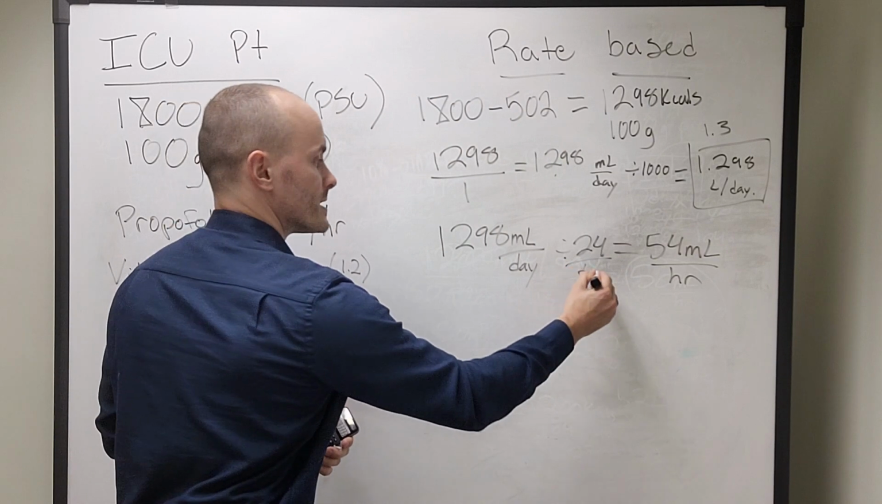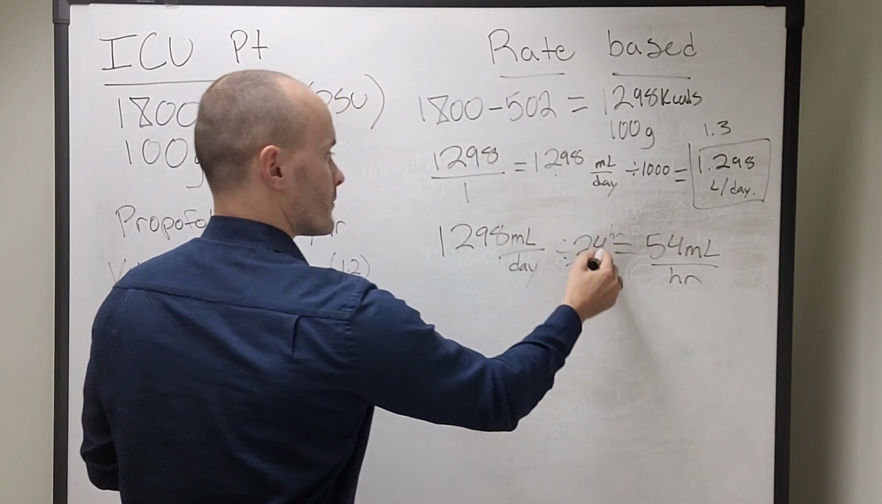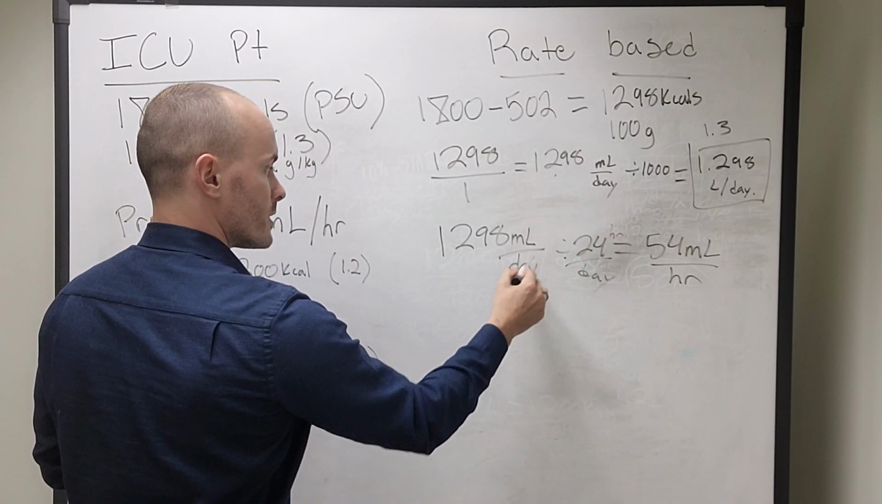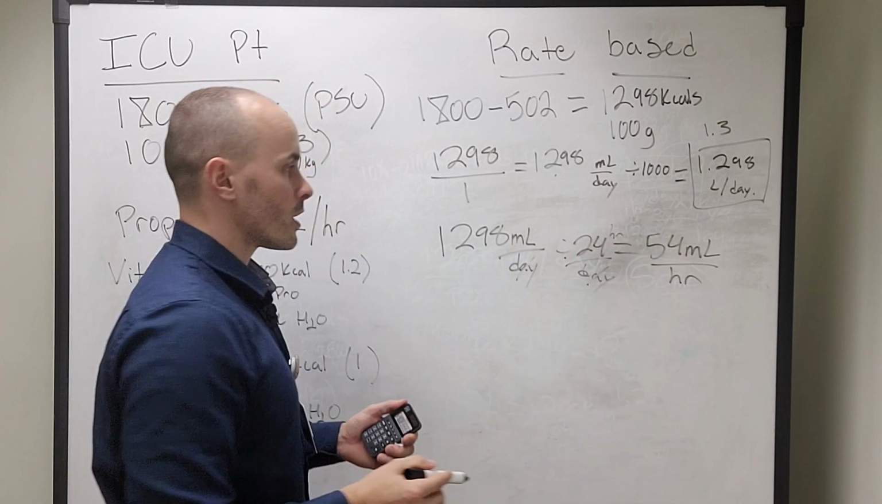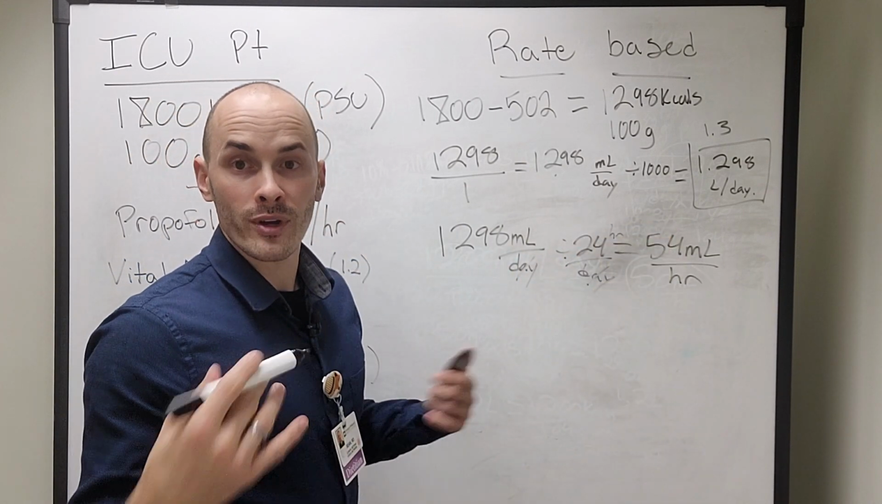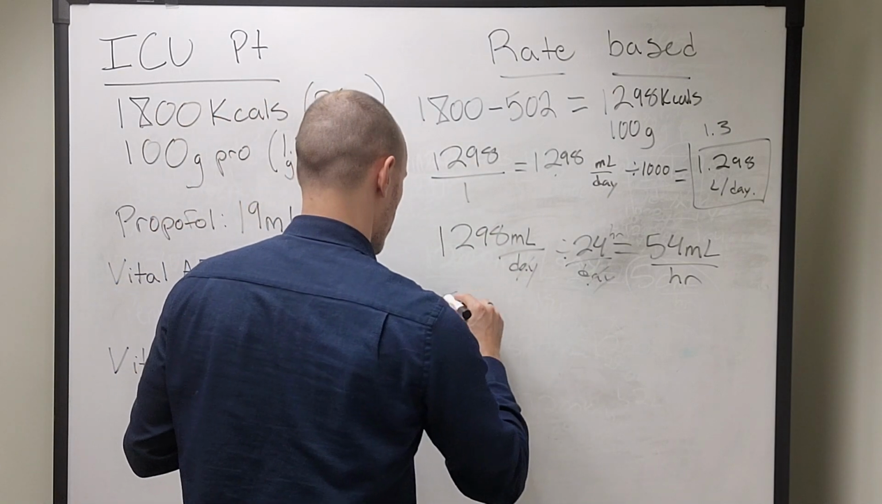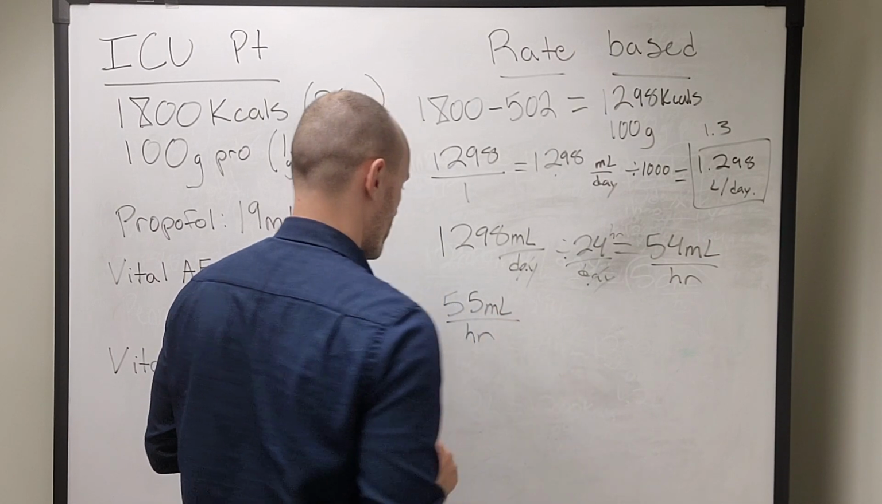24 hours in a day. So there's 24 hours per day. They need this many mils per day. The days cross off and you're left with mils per hour. So 54 milliliters per hour. Now we round up. We're never going to do 54 mils per hour. So 55 mils per hour.